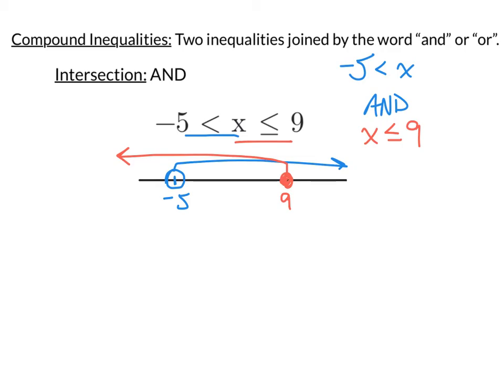Now, if we look at this picture, I've got an arrow covering the entire number line from negative infinity all the way to positive infinity. However, both of these situations have to happen at the same time. So we're not talking about everything. We're only talking about those numbers that are in between negative 5 and 9. So we wouldn't include any numbers out here or any numbers out here.